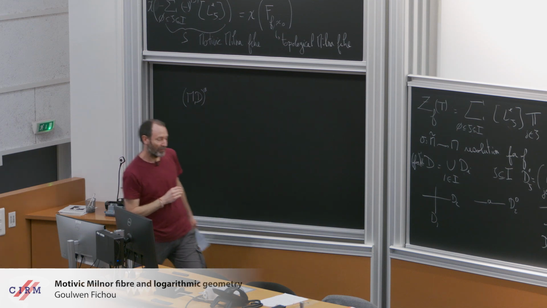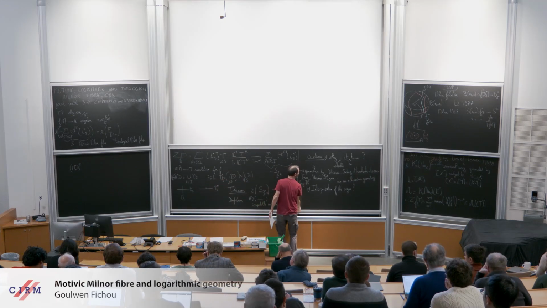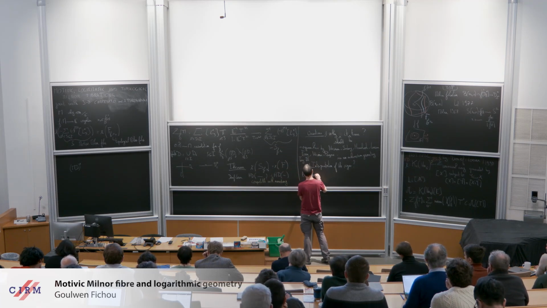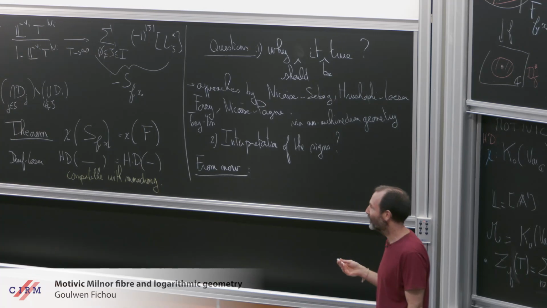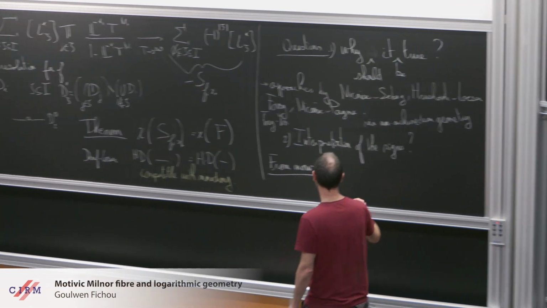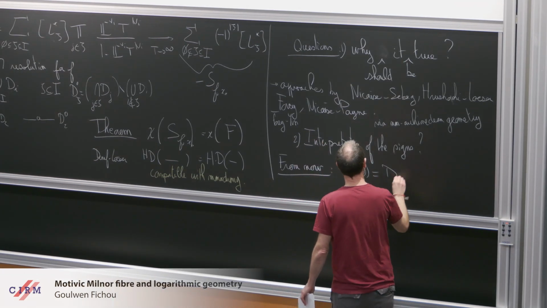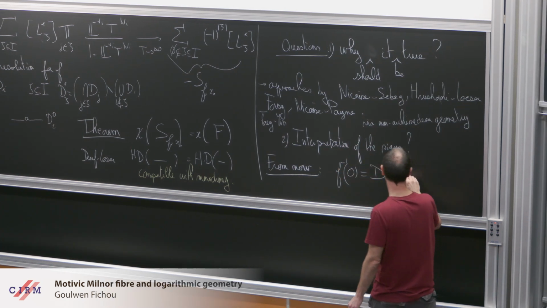Maybe I should mention something somewhere, at least from now. I will assume that my function already has normal crossings. So I have already used a resolution. So let's say that the zero set of f is already a normal crossing divisor.